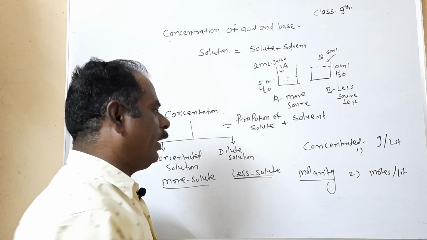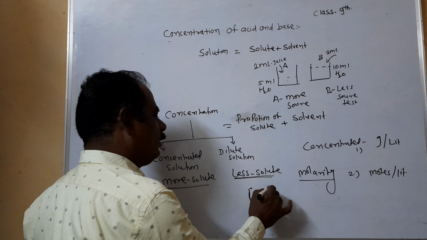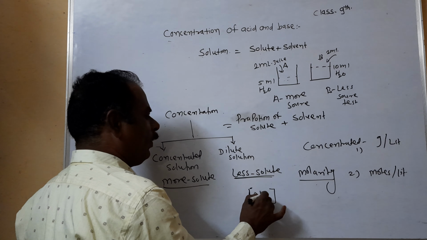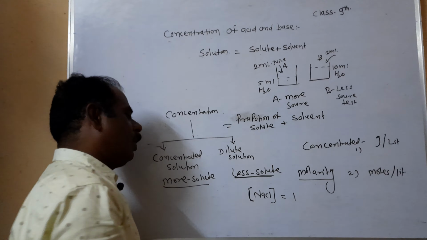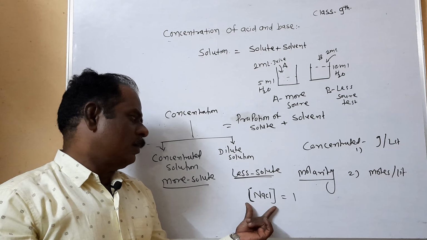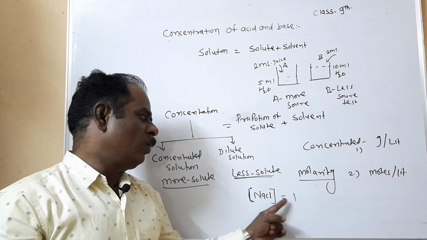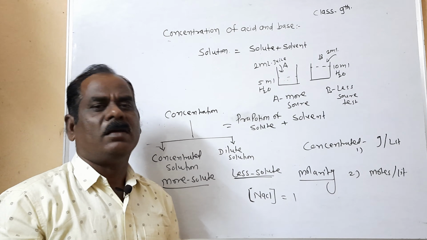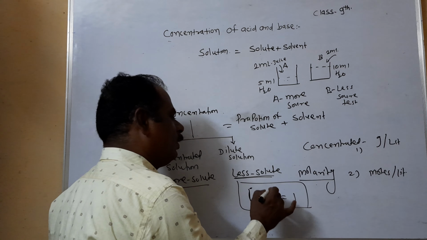Remember one important point: the molarity of a solution is generally written in square brackets. For example, the molarity of NaCl solution is equal to 1. How do you read this symbol? Molarity of NaCl equal to 1 means 1 mole of NaCl is dissolved in 1 liter. This is the meaning of this symbol. Molarity is denoted in square brackets.